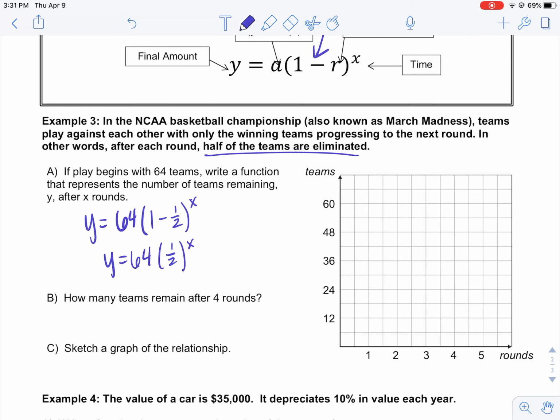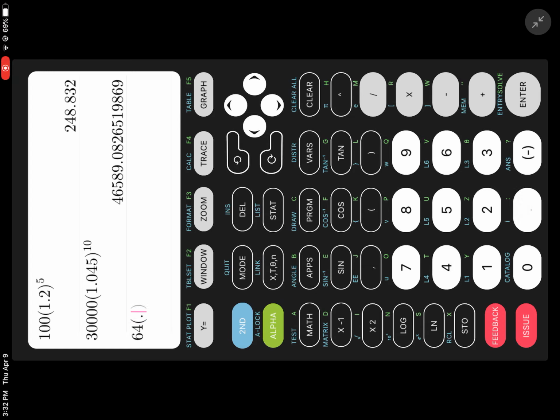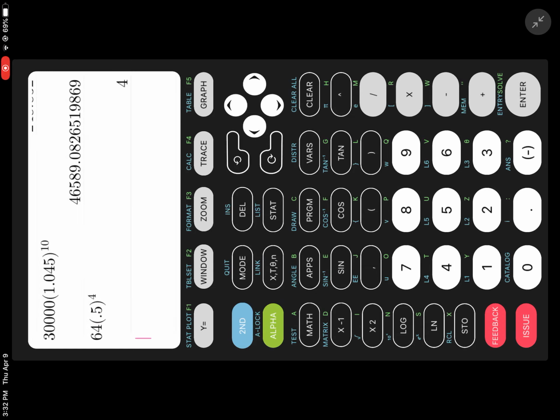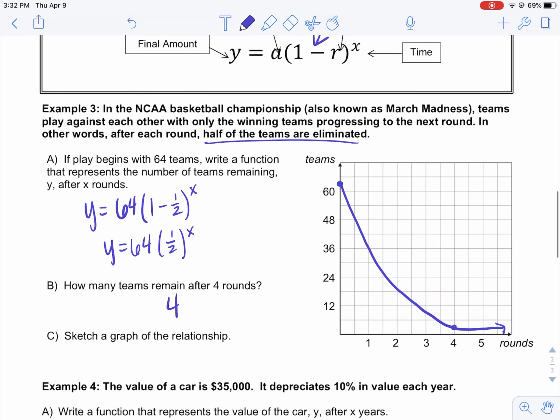Then they want to know how many teams remain after 4 rounds. So in my calculator, 64 times 1/2 raised to the 4th. There would be 4 teams remaining, okay? And then sketch a graph. So we would start at about 64. After 4 rounds, we have 4 teams. So we can see this is going to decrease really quickly.